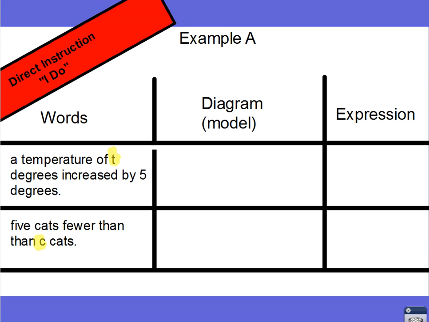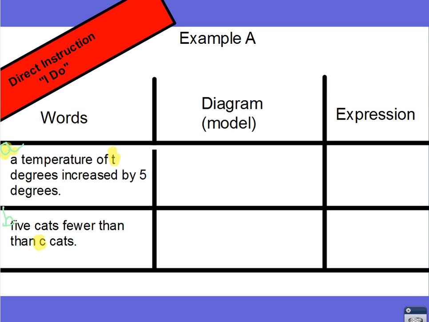So in our first problem, I'm going to call this one A. Oh, I need to switch my pen. Okay, so I have my A. And we'll go ahead and call this one B. So in the first one, a temperature of T degrees increased by 5 degrees. So I think what I'm going to do for right now is just ignore the variable. That's one reason it's kind of highlighted and hard to read. So a temperature of degrees increased by 5 degrees.